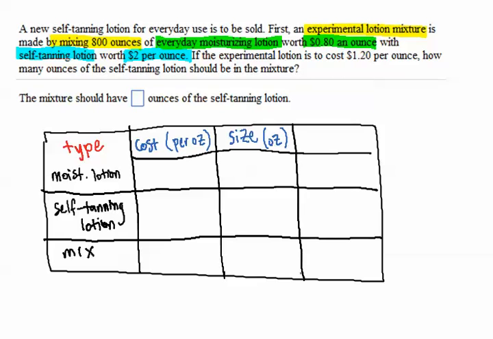They could have been tricky and given us one that was represented in pounds and one that was represented in ounces, and then we'd have had to convert them to one common unit. And then over here, this is going to be the value. So what's the moisturizing lotion going to cost you? $0.80. And it's already per ounce, so I don't have to write per ounce. And I'm choosing green to match my green up there.